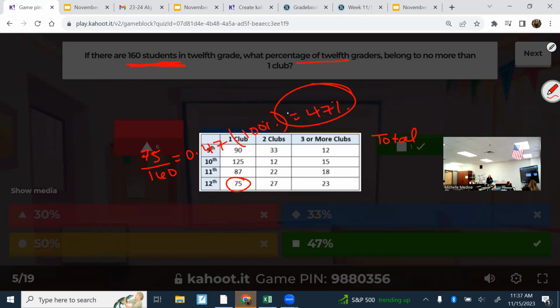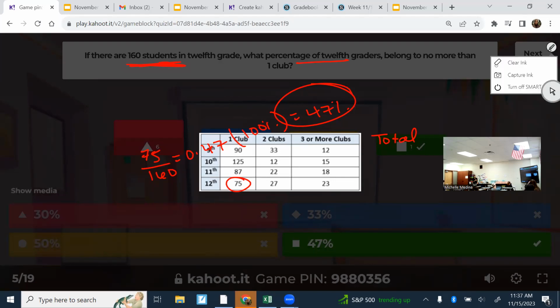So first you need to know how to convert your fractions to decimals to percents. That's a skill in itself. And then also just read it carefully. If it says out of a certain group of people, it doesn't necessarily mean all the people that were surveyed. It's just out of however many 12th graders, out of however many people did one club, whatever it is. That should be your denominator. Questions on that one? Okay, remember, take notes as you go.